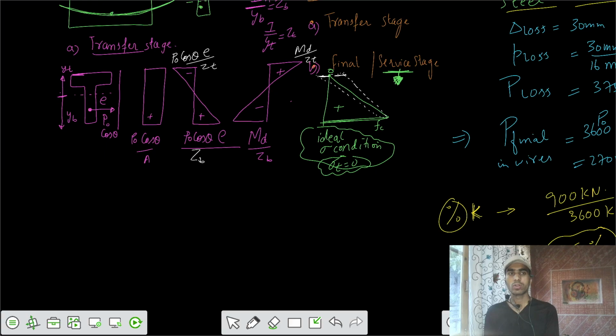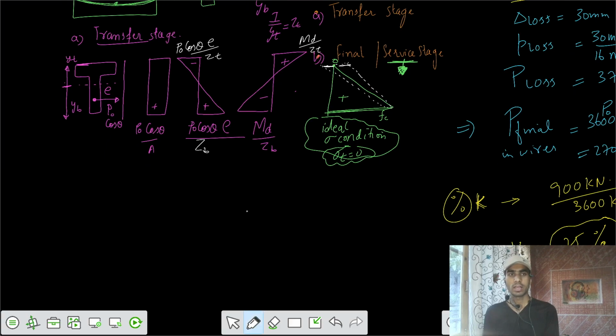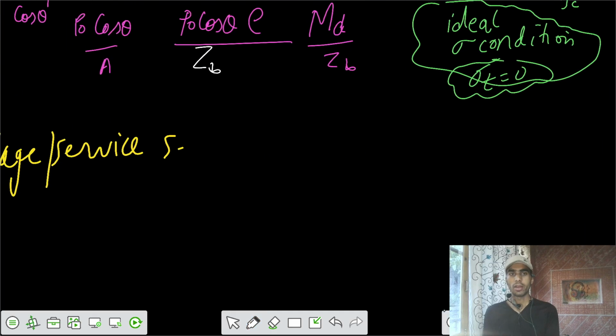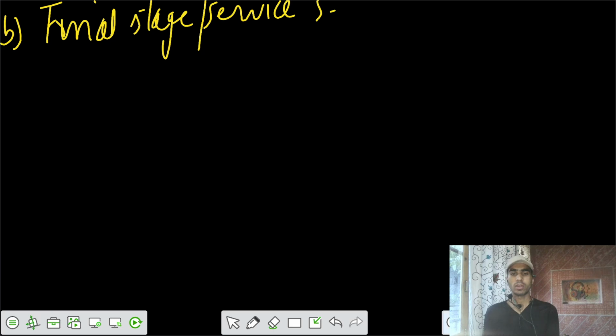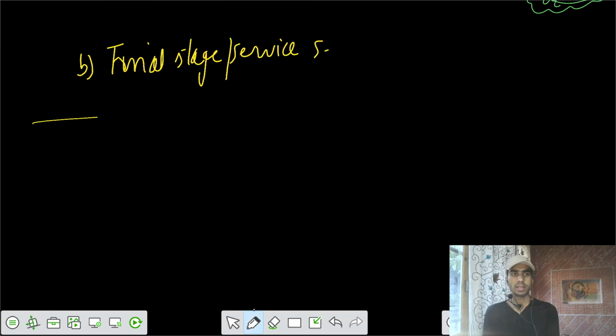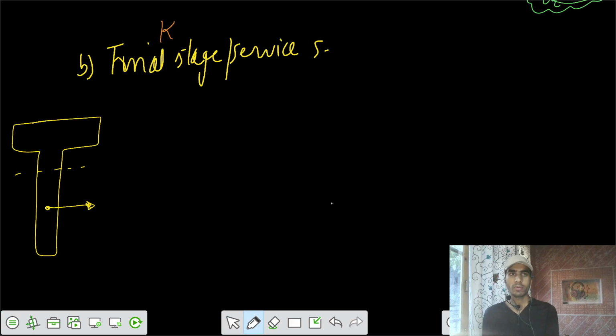We have to account for all those loads for the second case, which is the final stage, or we can write service stage. For that, your losses have to be accounted for. Let's say there was some cross section of the beam, the neutral axis is somewhere here, and we have some eccentricity and there is some force P. But this one I would call different, because there is a loss of K percentage. This is the percentage loss of force.